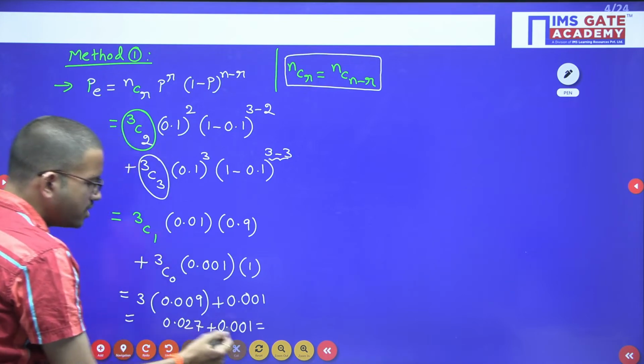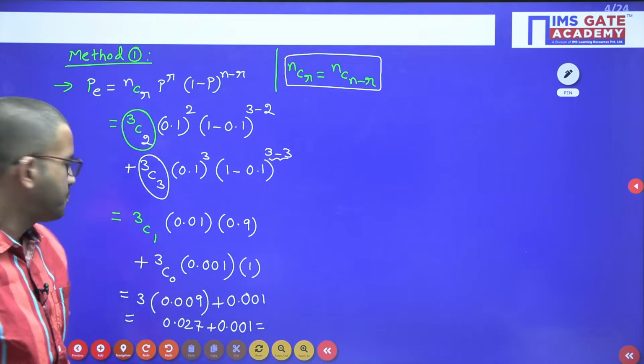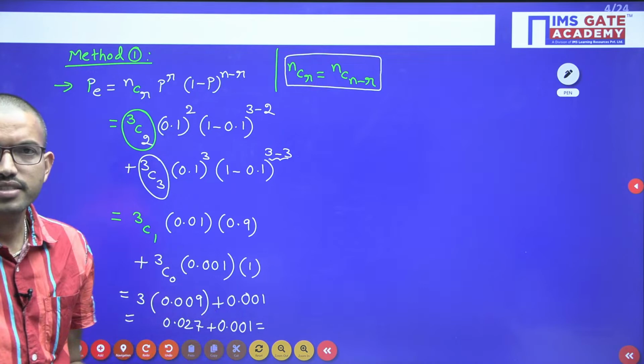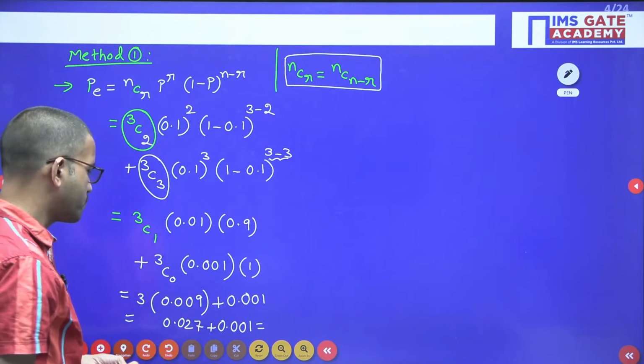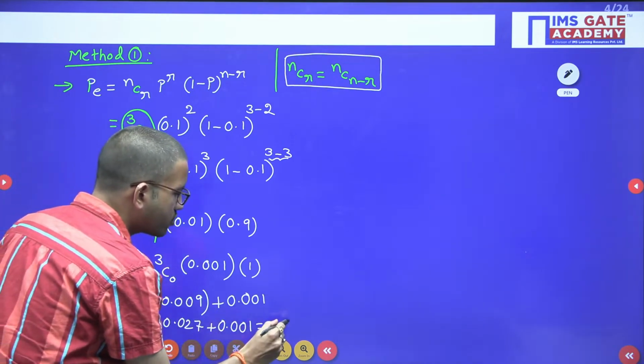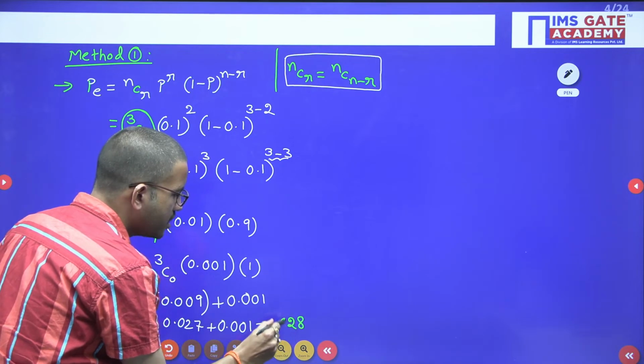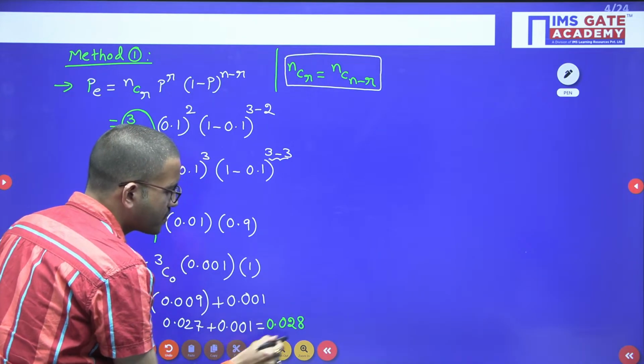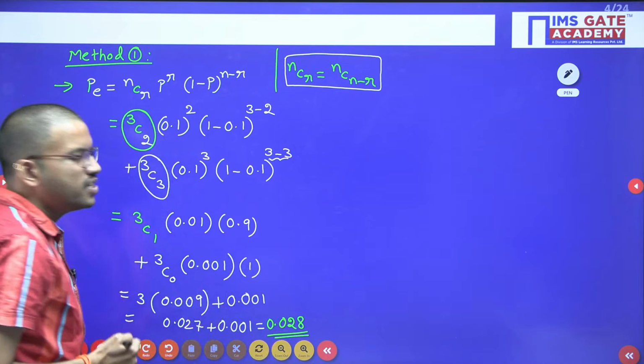Just add these two. How much are you going to get? It is a very simple calculation. Just perform the addition of these two: 27 plus 1, you are getting 28, so 0.028. So this is the probability of error.